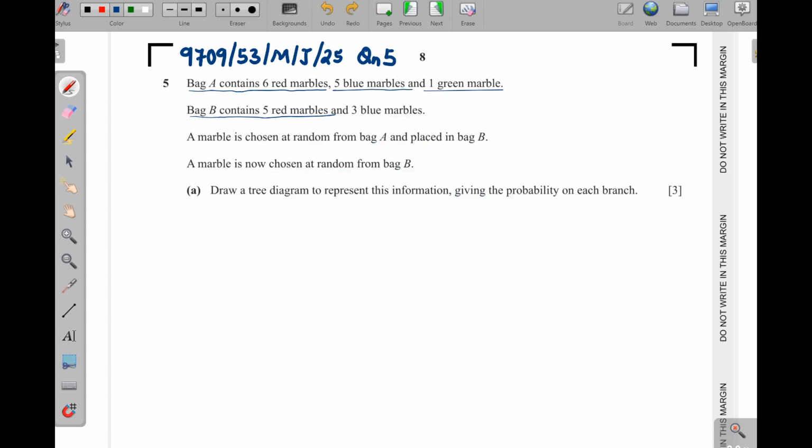Okay, now let us first see what we are having here. We have bag A. It has 6 red marbles, 5 blue marbles, then 1 green. Then we have bag B, which has 5 red, then 3 blue marbles. That means it has 0 green marbles.